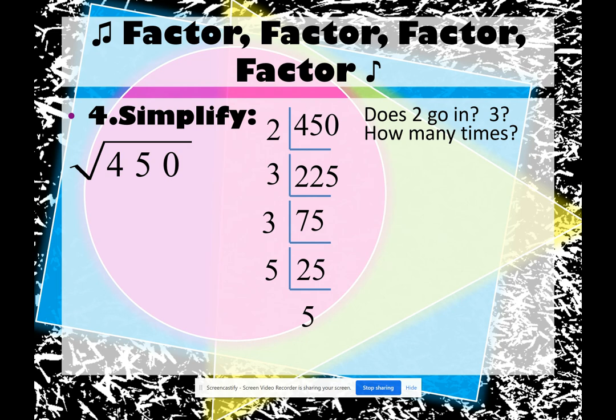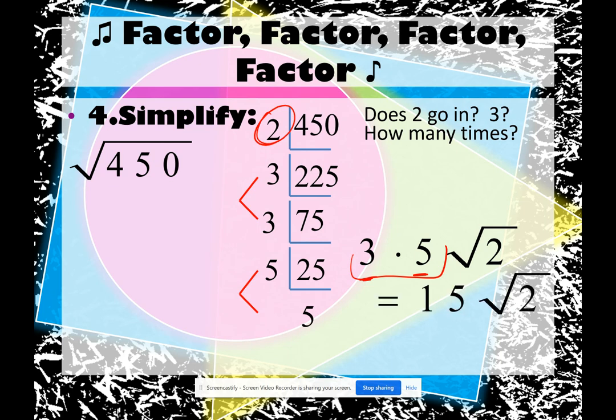Now let's group them together. I have a set of 3's. I have a set of 5's. So one 3 and one 5 gets to come outside the square root. And this little 2's left over. So that 2 goes on the inside. Now, keep in mind, you're not finished. 3 times 5 is 15. And bring down the root 2. So your answer is 15 root 2. Now, guys, I know it's some work, but this is the process. And you will get faster as we go.